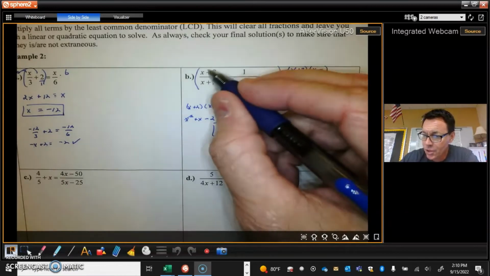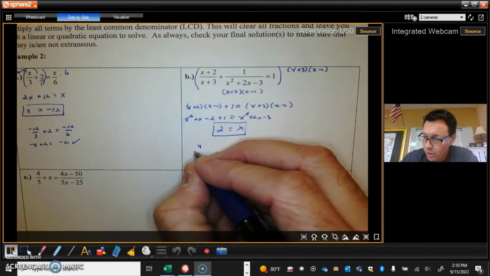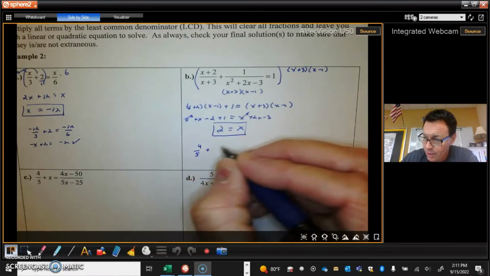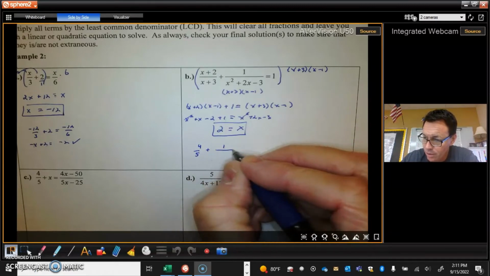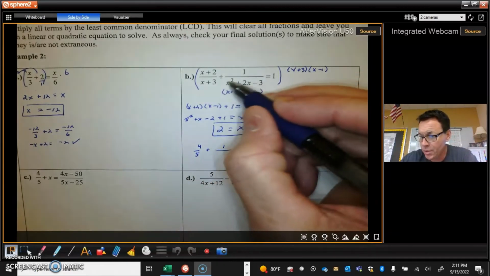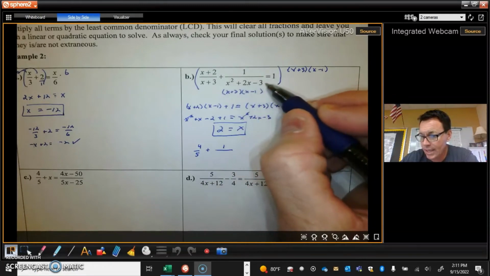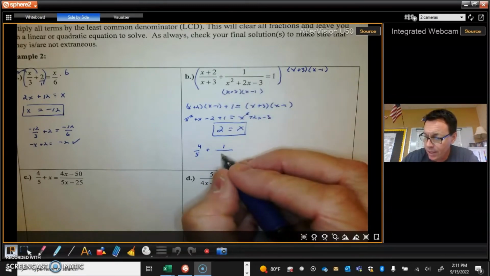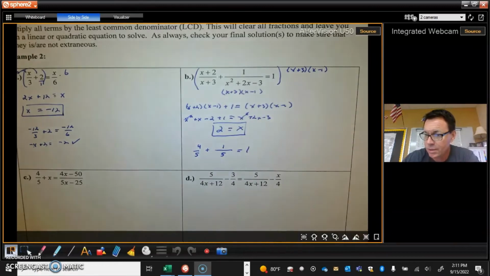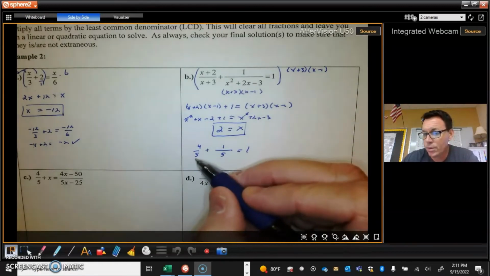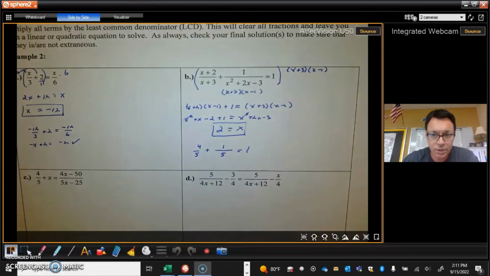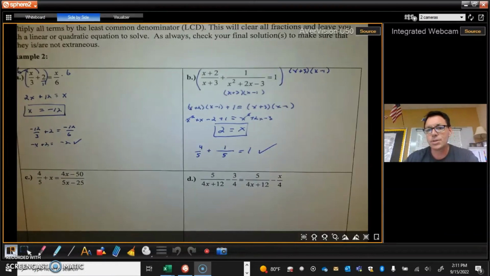This, if I plug the 2 in, I should get 4 over 5 plus 1 over, well, what do you get when you put a 2 here? You're going to get 4 plus 4 minus 3. So 8 minus 3. So 5 equals 1. Well, sure enough, 4/5 plus 1/5 would equal 5/5, so that's 1. All right, so our answer works.